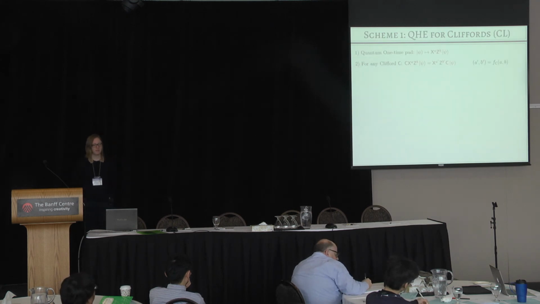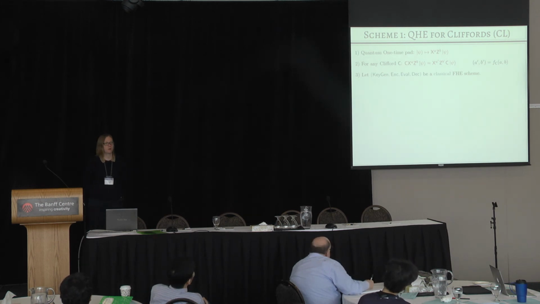OK, so now I can present our scheme. So we already have the first two ingredients, the quantum one-time pad and just the definition of the Clifford group. And the final thing we're going to need is some classical homomorphic encryption scheme, which just consists of classical key generation, encryption, evaluation, and decryption procedures. And now we can construct our quantum scheme, which is homomorphic for Clifford circuits.